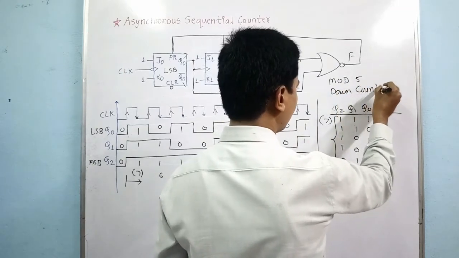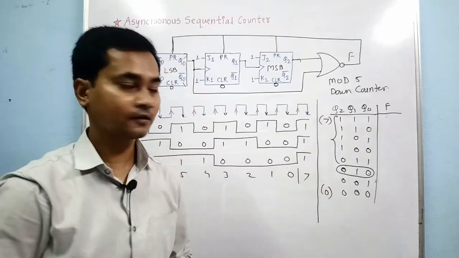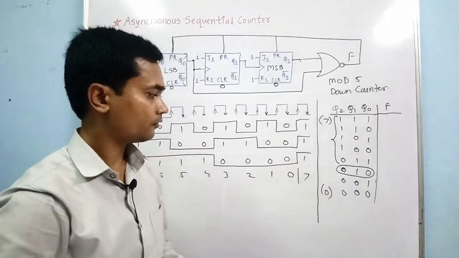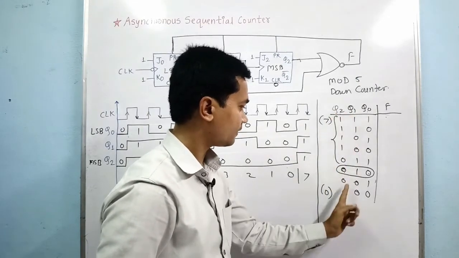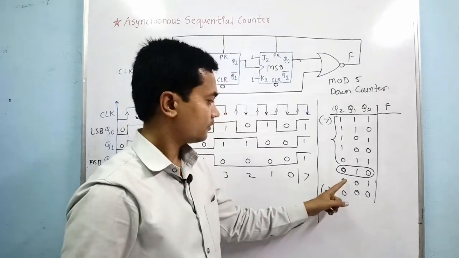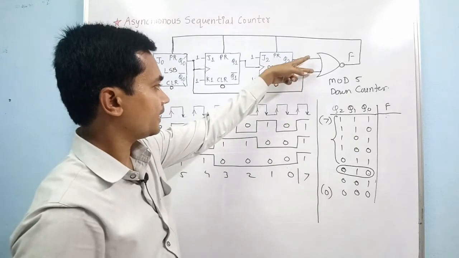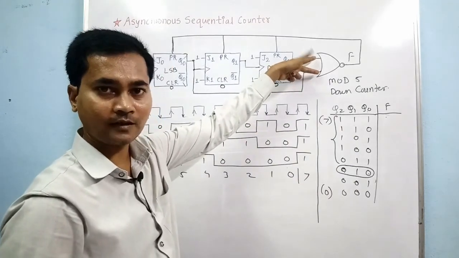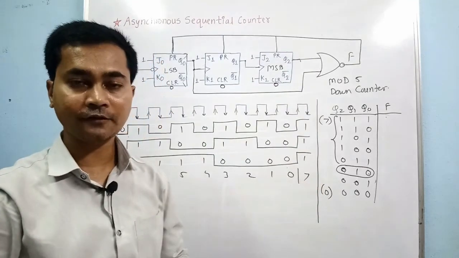Now in case of a mod 6 down counter, what will we change here? Here we have to check Q2 and Q1 because these two bits are 0 0. So in this mod 6 counter, Q2 and Q1 must be connected to the input of the NOR gate. That's it. So this is all about the asynchronous sequential counter.